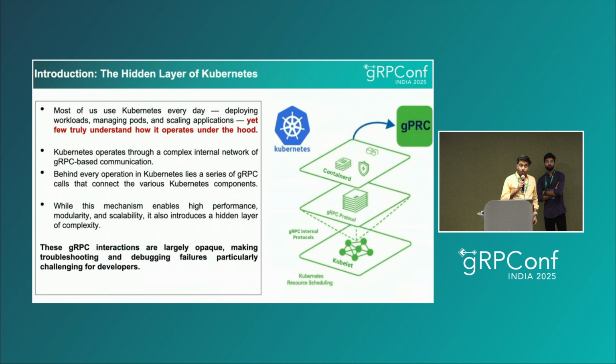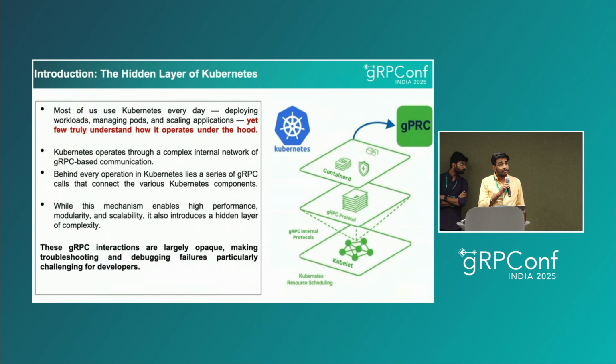Yeah. So most of us use Kubernetes every day, right? From deploying pods, managing workflows and services. When we think of Kubernetes, everything seems to be working very smoothly, right? But underneath Kubernetes lies a series of gRPC calls that the Kubernetes components use internally to communicate with each other. Every time we run a kubectl command, it triggers a cascade of gRPC calls between the components inside Kubernetes.